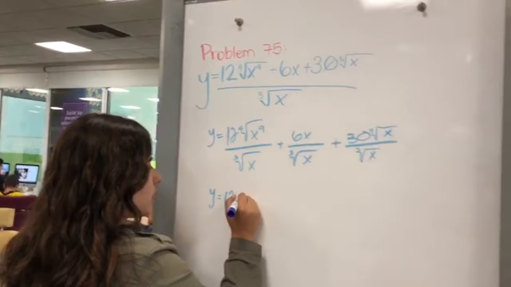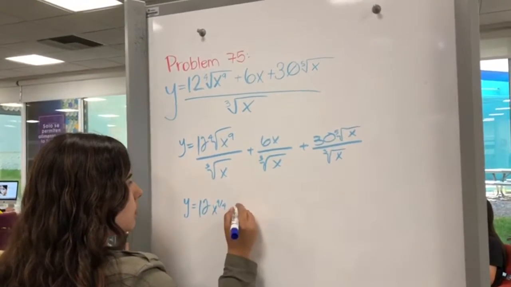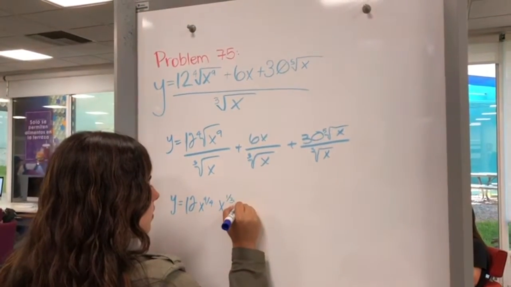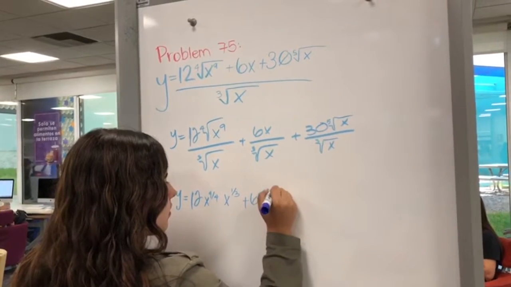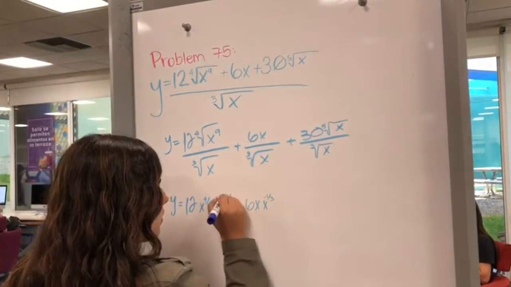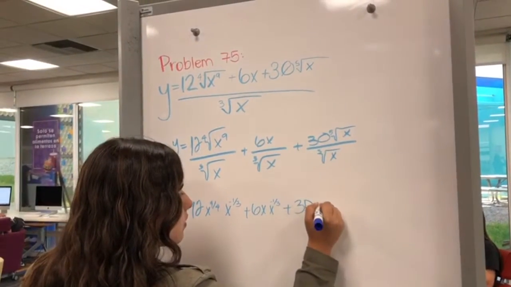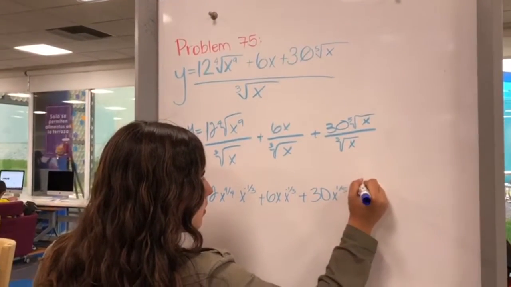Then we're going to change that root to a power, and pass it to the top as a negative power, because we can't differentiate with roots in the bottom. In order to change the root to a power, you leave the number outside of the root in the bottom of the fractional exponent, and the power of the variable, or the number inside the root, will be the number in the top of the fractional power.